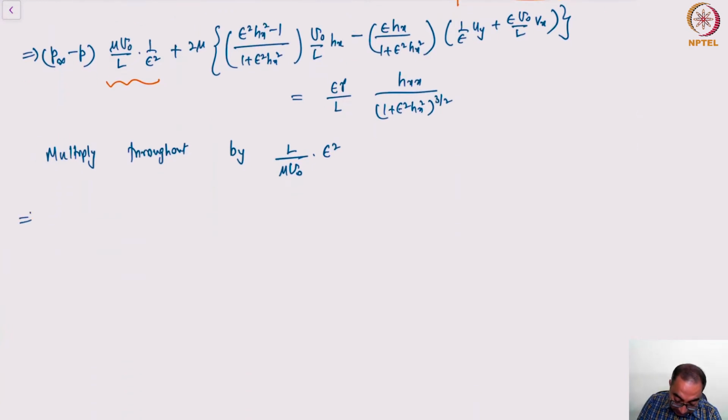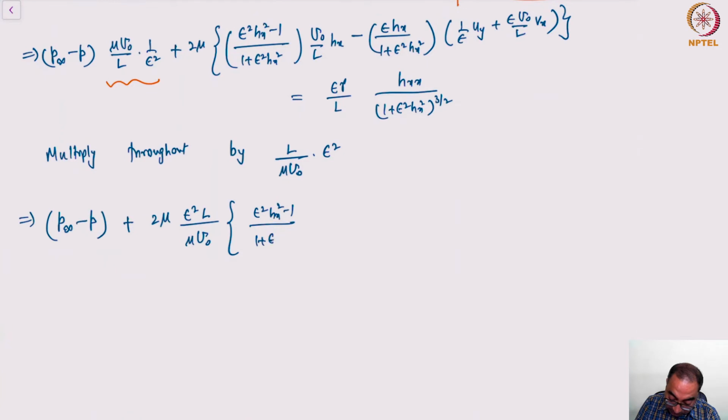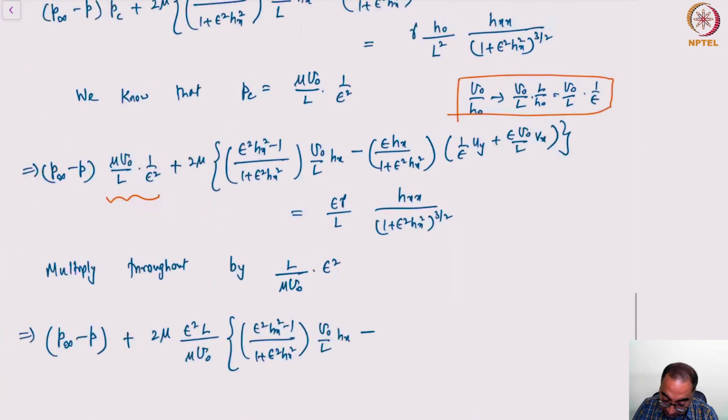So I immediately have P infinity minus P, right? And then I have 2 mu epsilon square L by mu u naught. And we have epsilon square hx square minus 1 by 1 plus epsilon square hx square, u naught by L hx. That's what I have. I've missed something here.